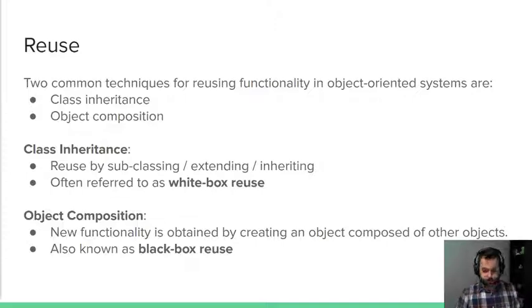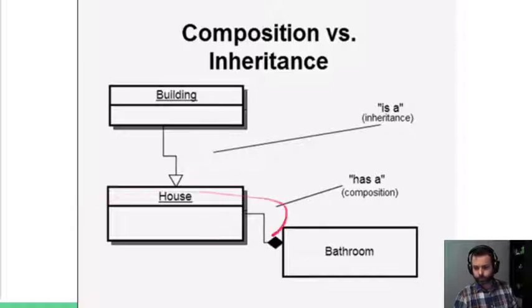With composition, if you remember that one, that's where you take a bunch of objects and you compose them together into some new object. And then this new object is the composition. That'd be your black box, where you send data into the composition and you get some outputs. So here's the example of one versus the other. Inheritance is your "is a", composition is your "has a".